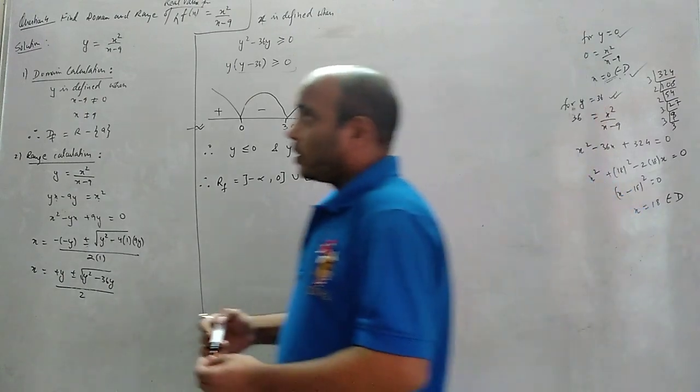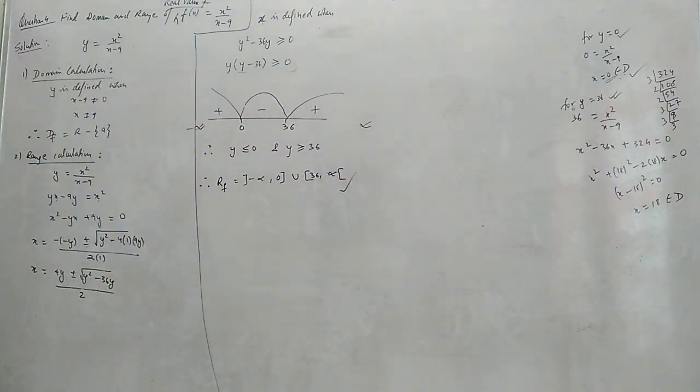Okay, so let's do one more sum of this similar type, where you will see these things will not. Here we will get y. Okay, let's see.